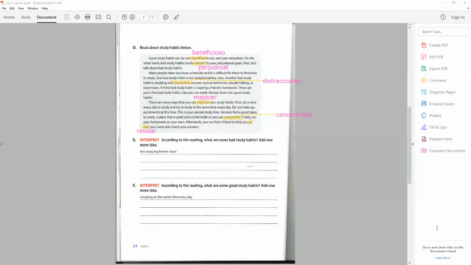All right. So let's look at E. It says, according to the reading, what are some bad study habits? And then it says, add one more idea. All right, so let's take a look at these.